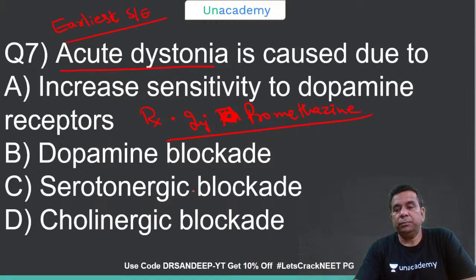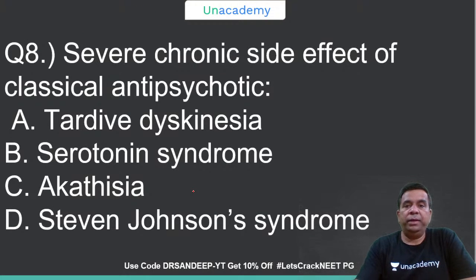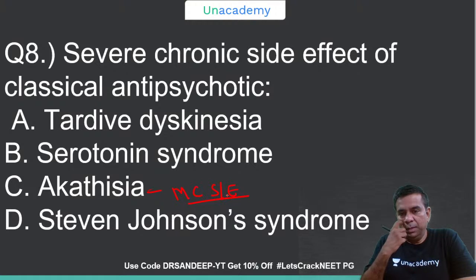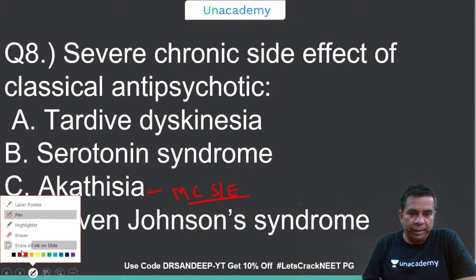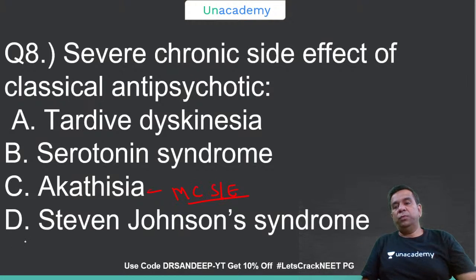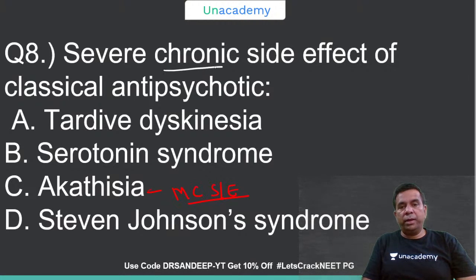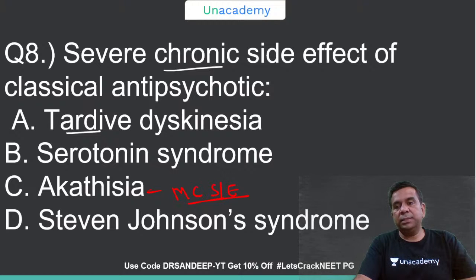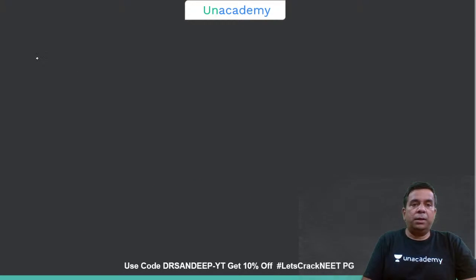Very good. Now the severe chronic side effect of the tardive classical antipsychotic is... akathisia, we all know, is the most common side effect. Stevens-Johnson syndrome does not happen in our setting, meaning it does not occur with antipsychotics. So we know tardive chronic. Tardive means slow.